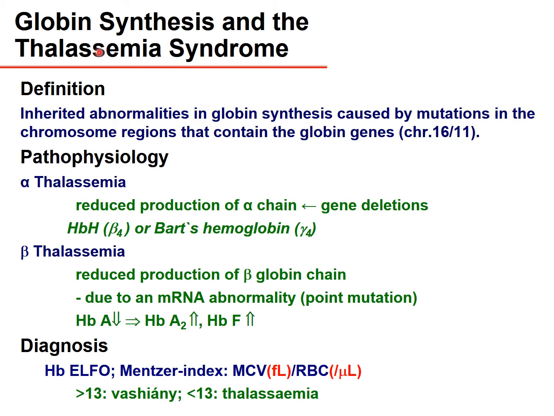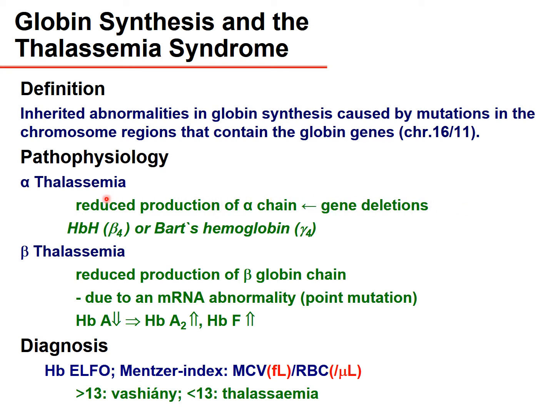Now, the globin synthesis and thalassemia syndromes are inherited abnormalities in globin synthesis, caused by mutations in the chromosome regions containing the globin genes on chromosomes 16 and 11. We can talk about alpha thalassemias and beta thalassemias, depending on which genes are affected. If we have alpha thalassemias, we have a problem with the alpha gene synthesis. So we have a reduced production of the alpha chain. Usually this is due to gene deletions.